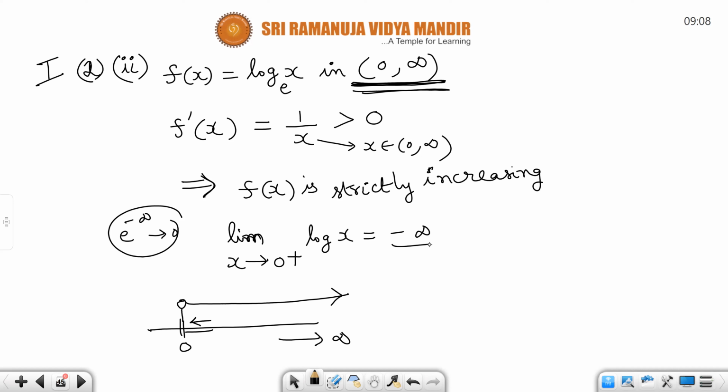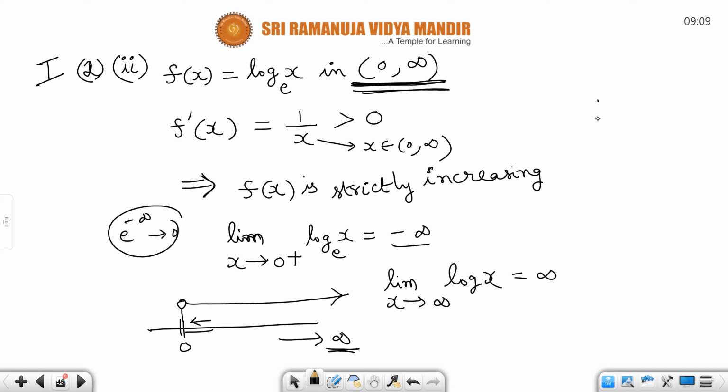And as you go forward, limit x tends to infinity. On the other side of the domain, if you go forward, then log x base e, log infinity is infinity only. So minimum value is tending to minus infinity, maximum value is tending to plus infinity. That means there is no absolute maximum or absolute minimum for this function.